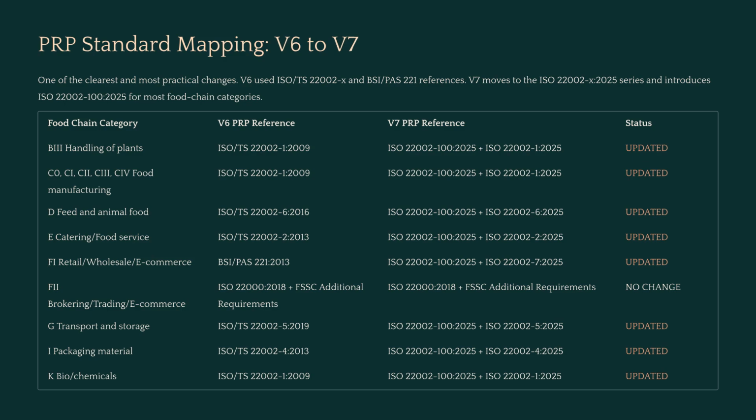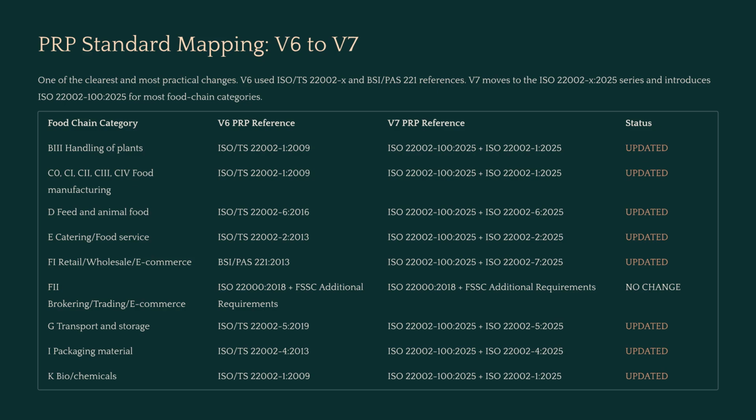Now, in version 7, FSSC 22000 has transitioned to the ISO 22002-X 2025 series. This is a major modernization step because it reflects the updated international approach to prerequisite programs. The new framework creates a more unified foundation and reduces the fragmentation that existed in the earlier documents. Instead of operating with several older and partially different reference models, the scheme now moves toward a clearer and more coherent structure.